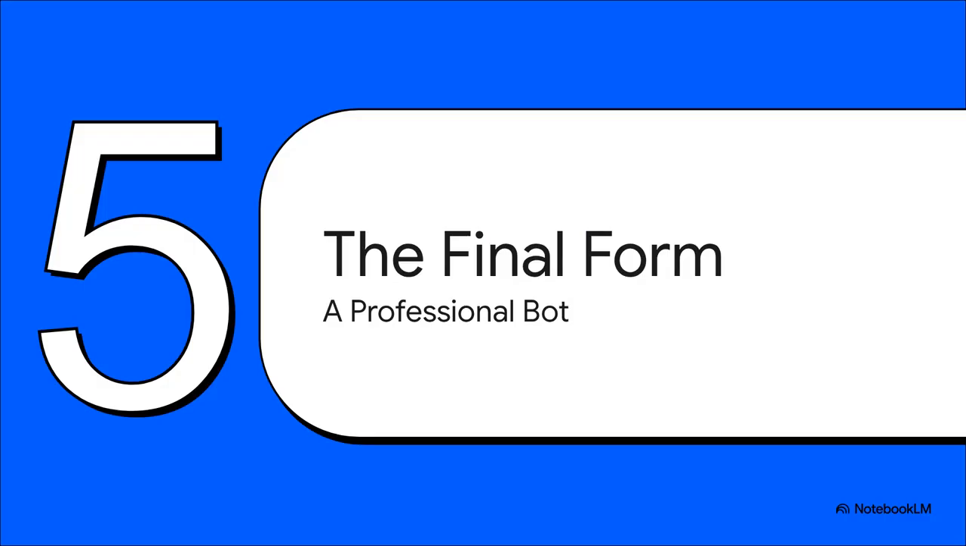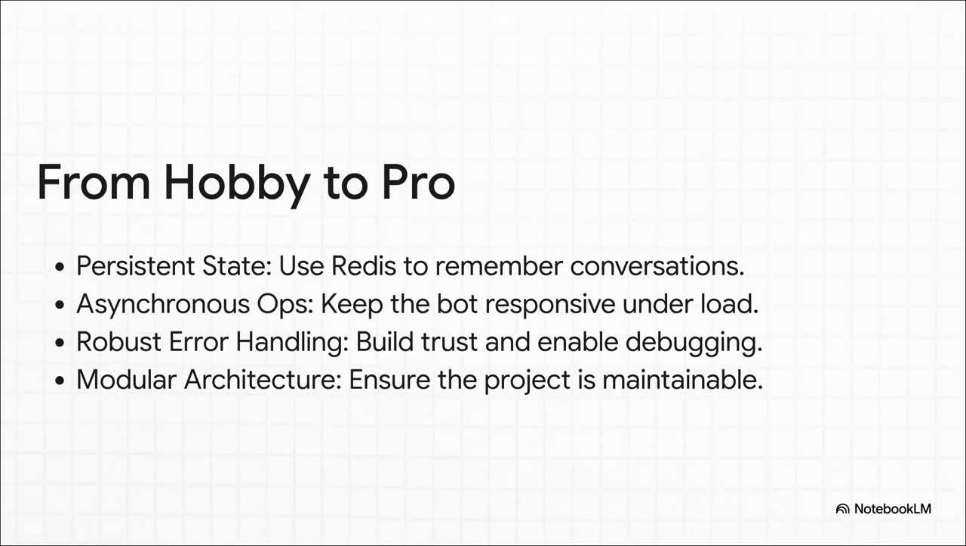So there we have it. We've made it through all the level ups. Let's just step back for a second and appreciate the powerful professional bot that we've just built together. I mean, we really transformed this thing piece by piece. We gave it a persistent memory with Redis so it never forgets a conversation. We taught it how to multitask with asynchronous code so it's always snappy and responsive. We built in a safety net so it can fail gracefully and build trust. And finally, we gave it a scalable blueprint so it can grow forever without turning into a mess.